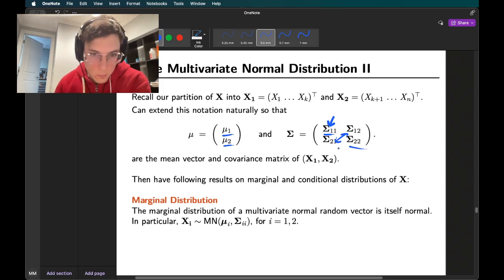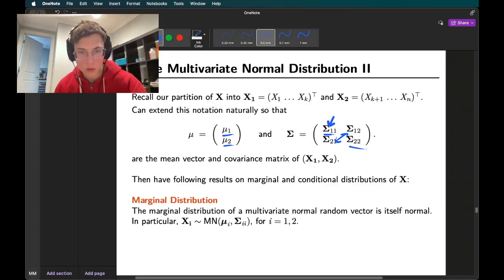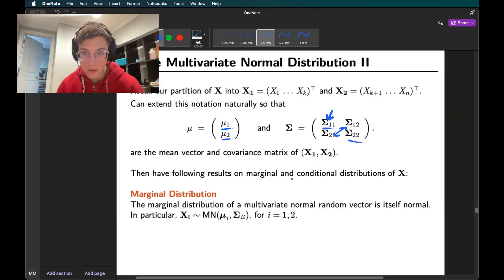Okay. Are the mean vector and covariance matrix of x1, x2. Then the following result on marginal and conditional distributions of x. The marginal distribution of the multivariate normal random vector is itself normal. So we're taking a marginal, for i equals 1, 2. So we can take one of these and find the marginal distribution, and then it will be normal. That's what the result is trying to say.